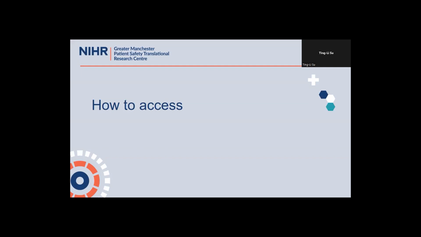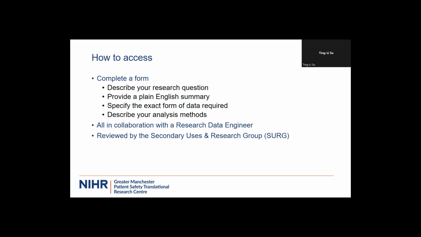Next is how to access. So if you're interested in doing research on healthcare in any way, we've got quite a well-defined process. There's a form to fill in. We want you to describe what your research question is. We need you to provide a plain English summary, and these usually get put on a web page, so you can be open about what we're doing with the data.